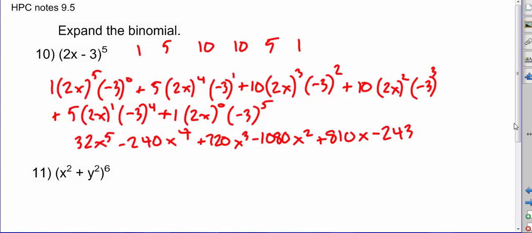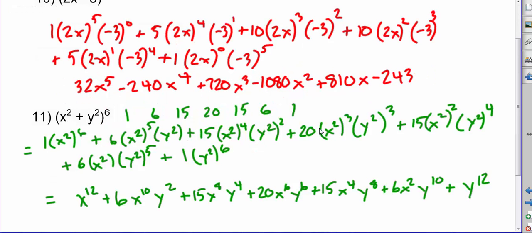All right, number 11, pause the video and try doing that one on your own. It's not horribly complicated, but see how those squares impact things. All right, welcome back. You can see my work.